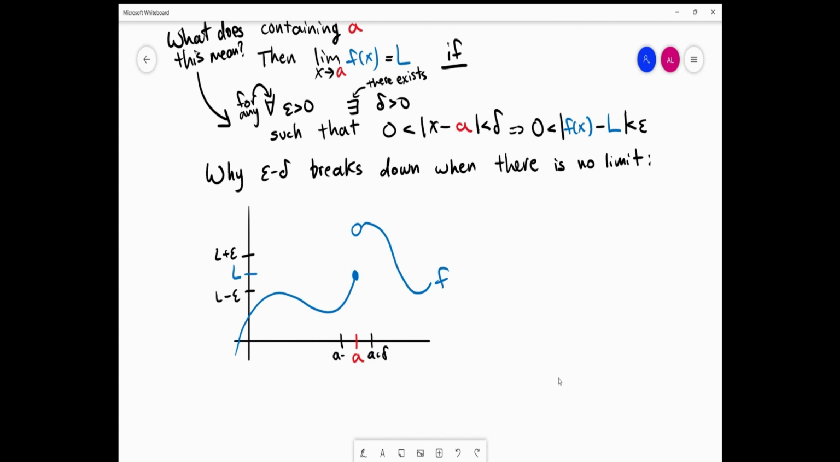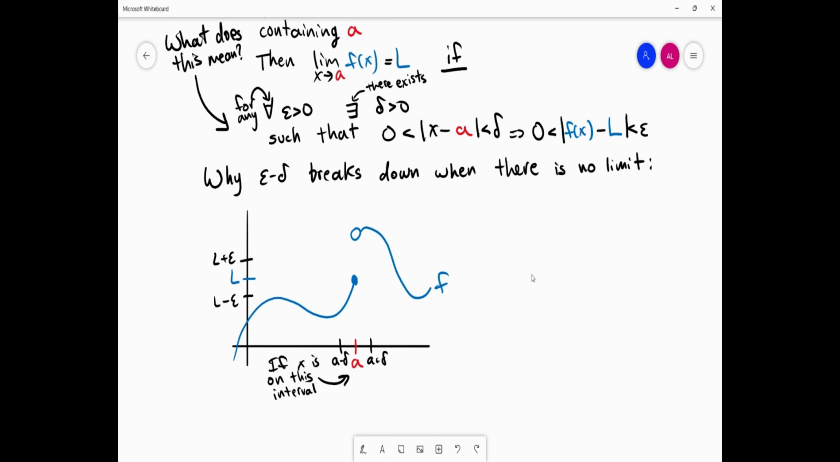So we again draw our ranges from L minus epsilon to L plus epsilon, and from A minus delta to A plus delta. Basically, if x is on this interval, then it should be true that f is on this interval, for any epsilon, no matter how small or large. There must exist a delta for which this is true.